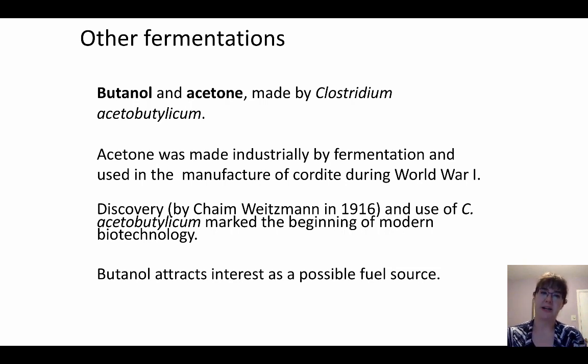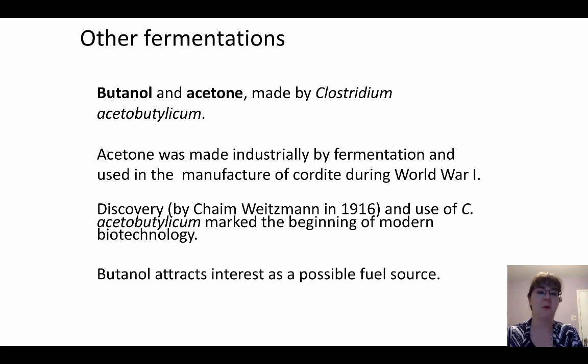So there are different bacteria that can produce things like butanol and acetone. So acetone was made industrially by fermentation. It's always one of the fun things to think back throughout our history. But when we needed certain things, when either production slowed down or certain resources ran out, they discovered that you could get this one particular bacteria to produce acetone.